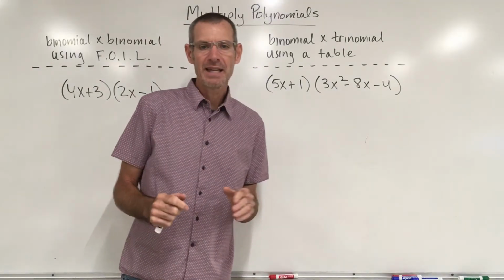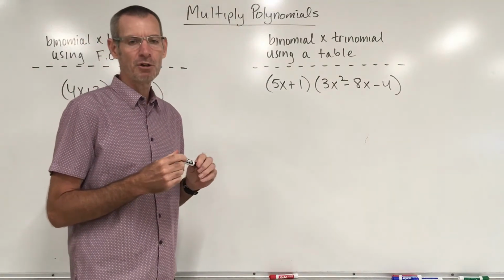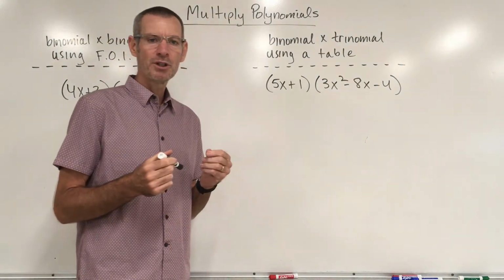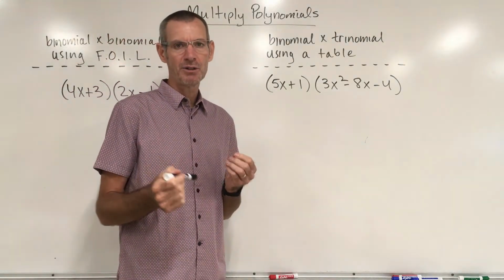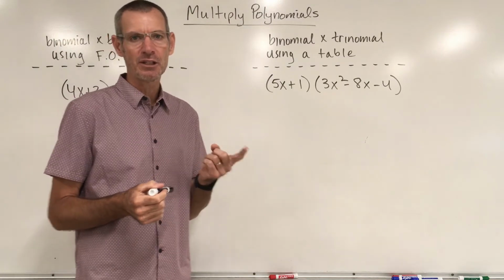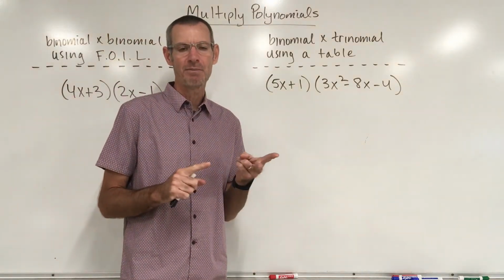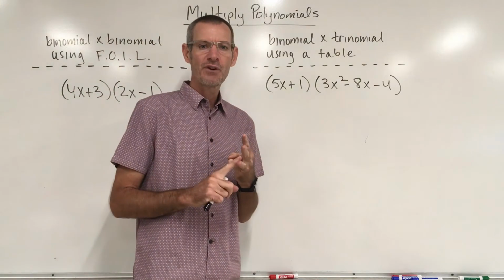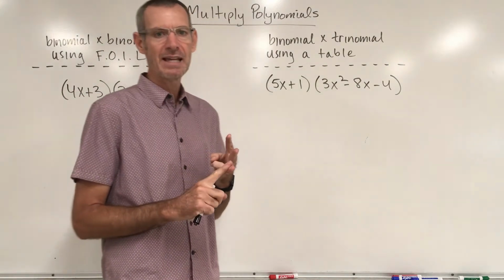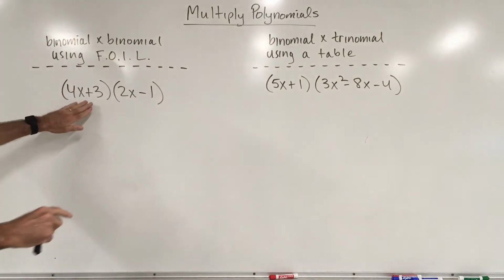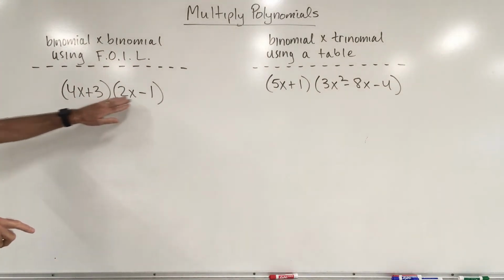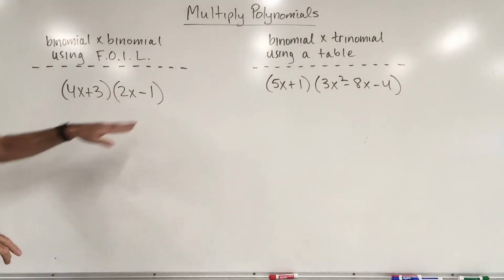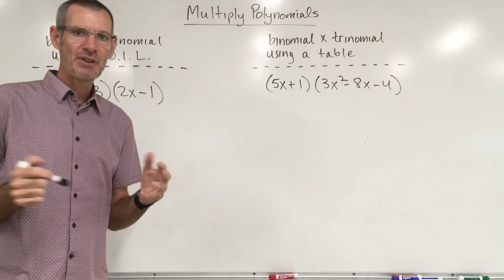All right, so now we're going to take a look at multiplying polynomials. We started out by multiplying binomials and binomials, and there were 3 methods that we learned: the distributive property method, the table method, and we learned how to do it by using something called FOIL. So the first problem we're going to take a look at is multiplying this binomial, 4x plus 3, times this binomial, 2x minus 1, by using the FOIL method.